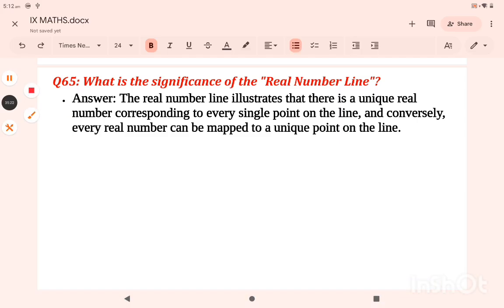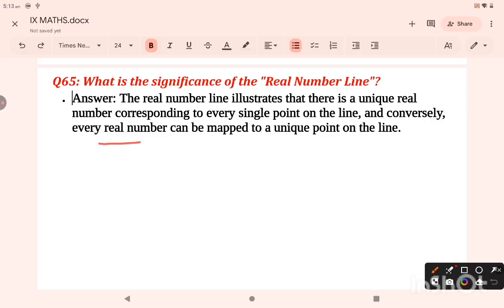Next one. What is the significance of the real number line? The real number line illustrates that there is a unique real number corresponding to every single point on the line. And conversely, every real number can be mapped to a unique point on the number line.